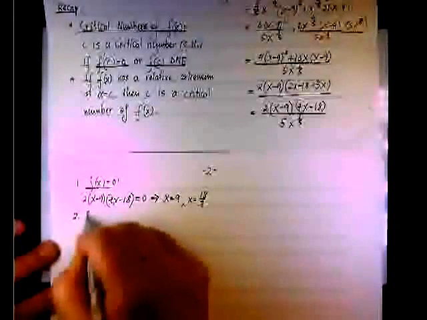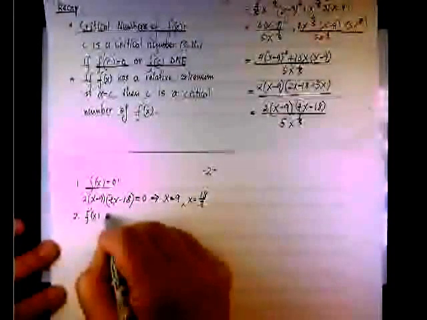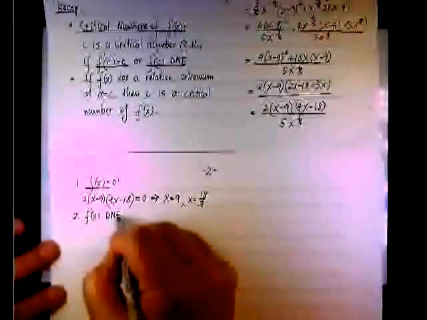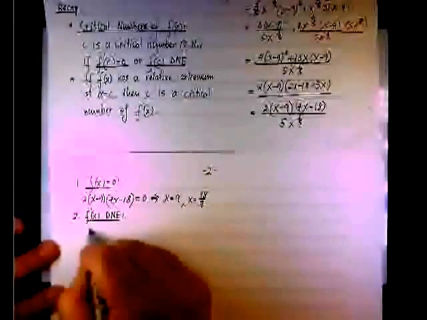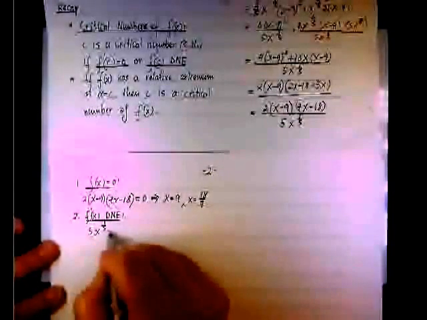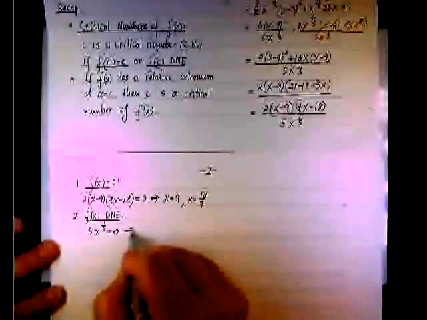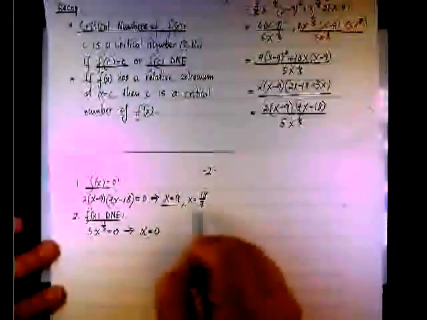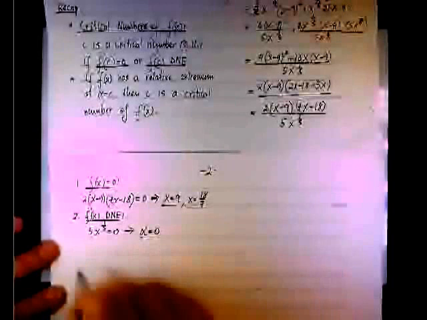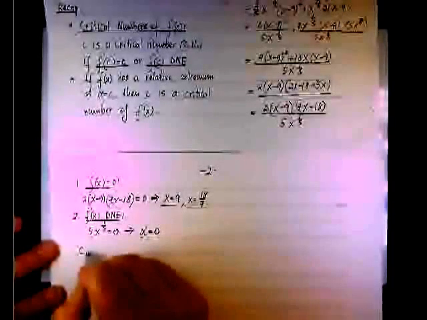The other case is f prime of x does not exist. And that will be when the denominator equals 0, or 5x to the 1 over 5 equals 0, and this will happen when x itself equals 0. So I have three values, okay?